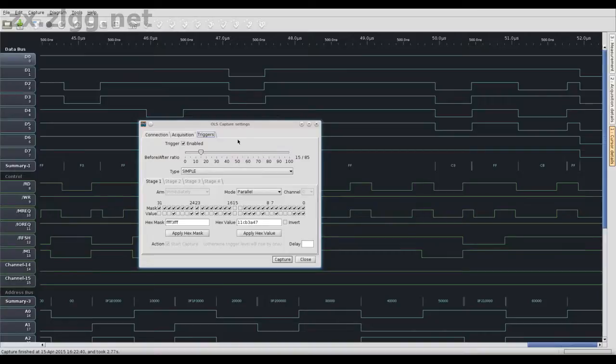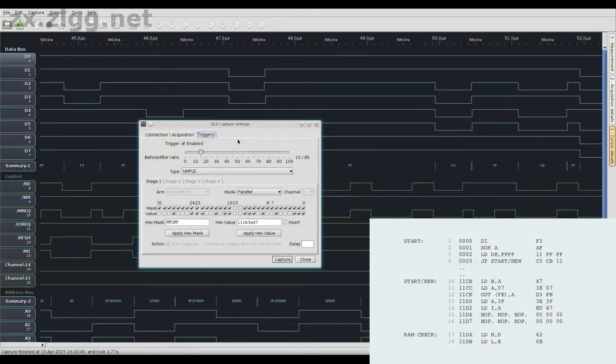Here I've already set up the trigger conditions so that the analyzer should begin collecting data when the address bus holds the value 11CB, which is line 10 of the disassembly, and the data bus hexadecimal 47, which is the opcode of the instruction at that address. It's also going to check some of the control signals and look for read being low, remember it's an active low signal, write being high, memory request low, and IO request and refresh both high. That should cause the analyzer to trigger when the CPU executes the instruction at line 10 in the disassembly.